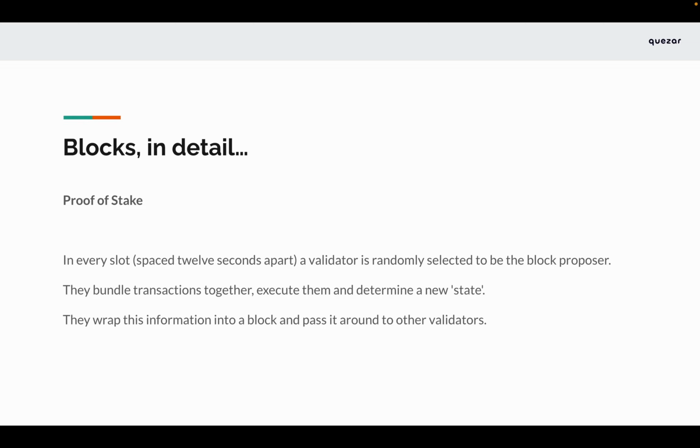Now, these slots are spaced 12 seconds apart. In every slot, a validator is randomly selected to be the block proposer. This block proposer bundles together the transactions. It then executes them and determines a new state of the EVM. Then they wrap all of this information into a block and pass it around to other validators.